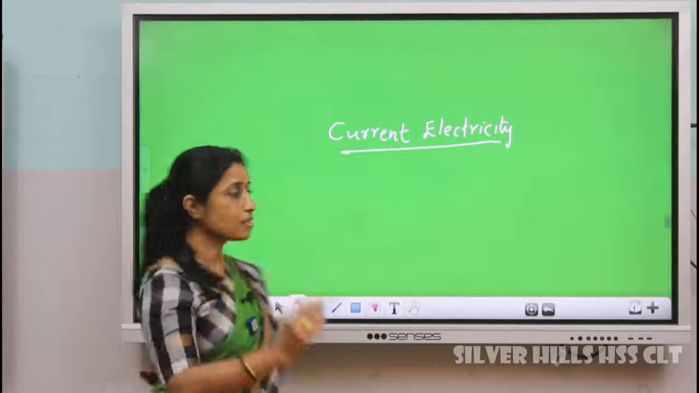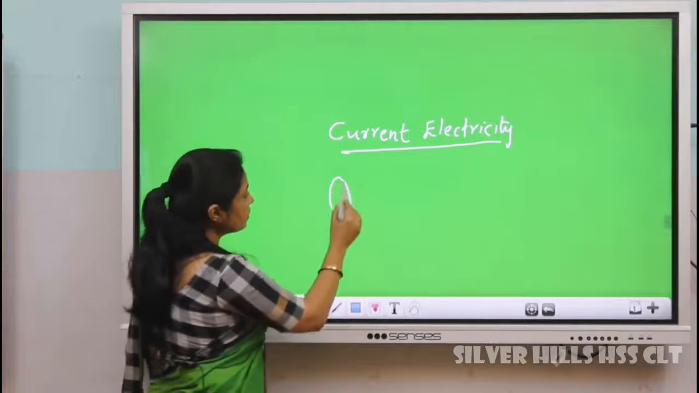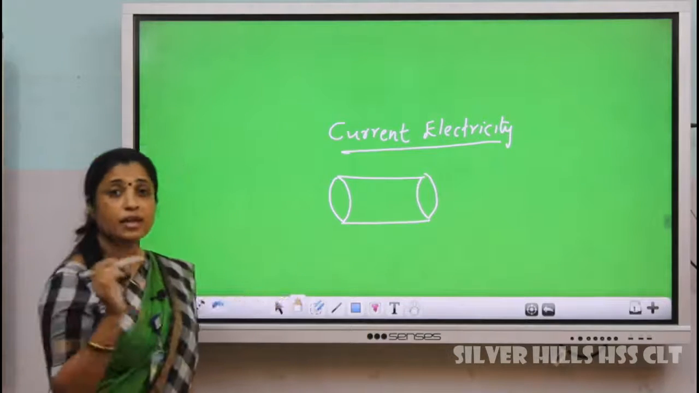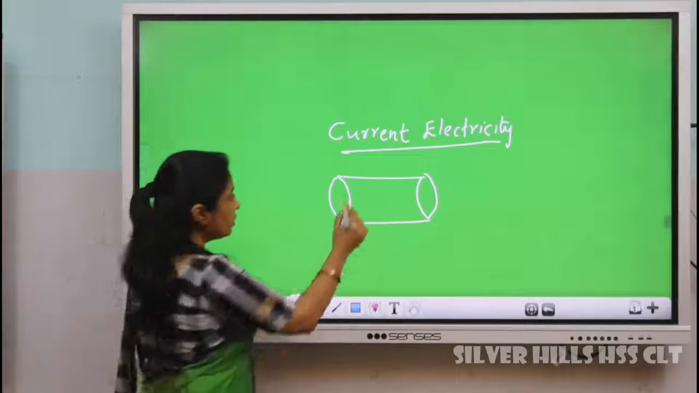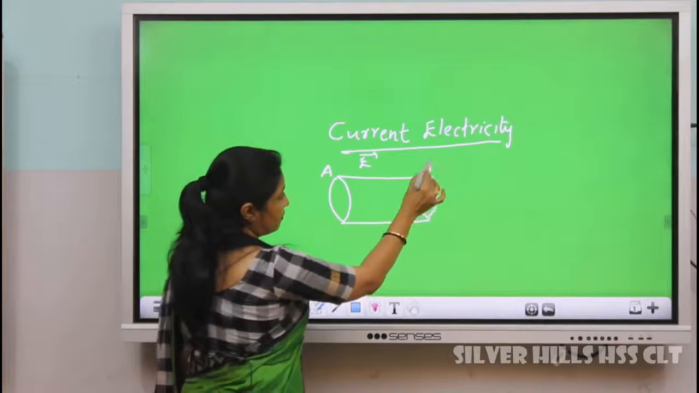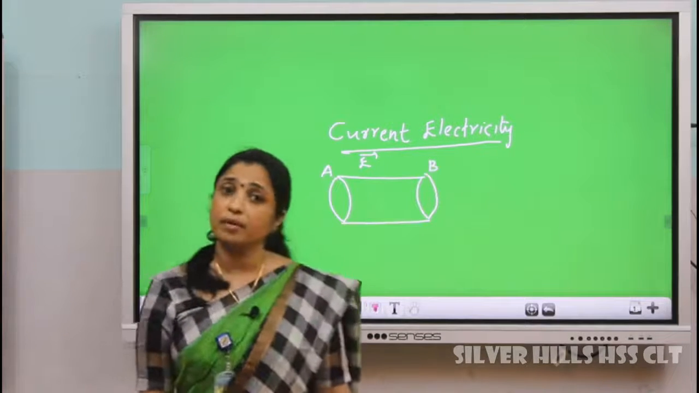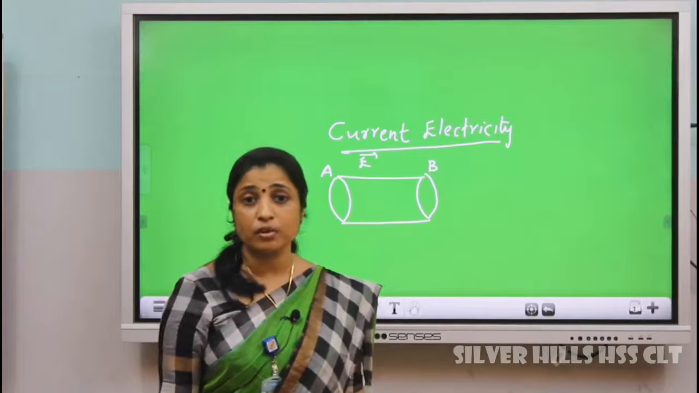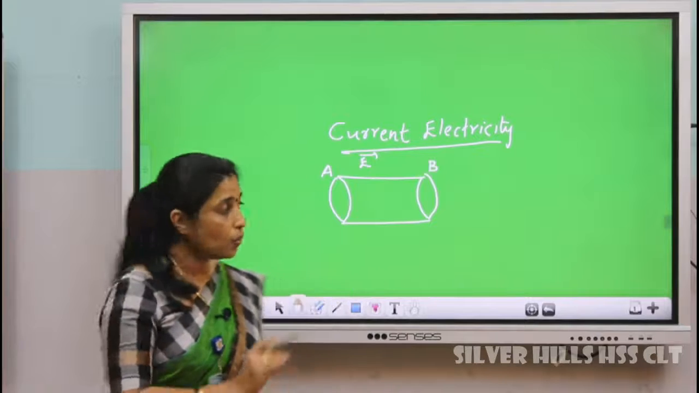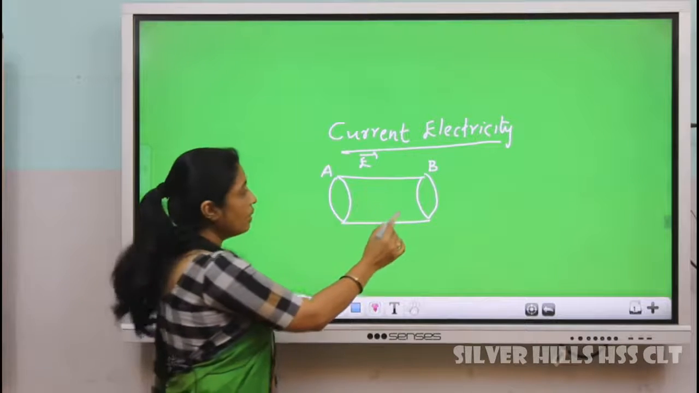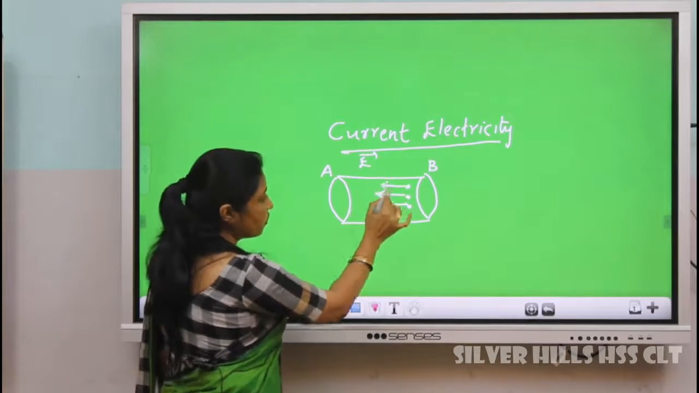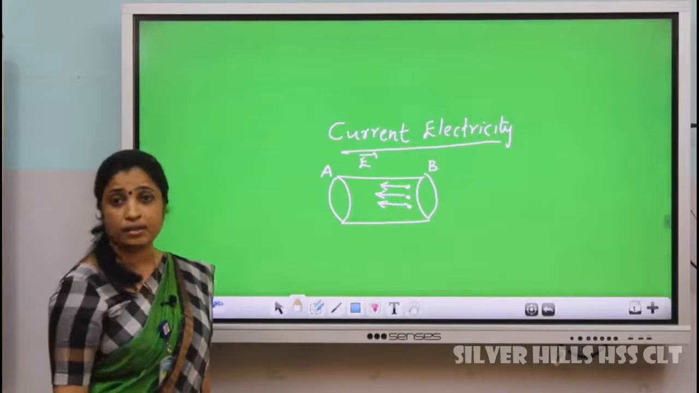Similar to this, let's consider a conductor. This conductor is of uniform cross-sectional area. This conductor is under the influence of an electric field E. The direction of this electric field is from A to B. So you know, in a conductor there are a number of free electrons, and these free electrons are in random motion, about which we will see later. But now please keep in mind that when an electric field is applied to a conductor, the electrons will start moving in a direction opposite to the direction of the applied electric field.